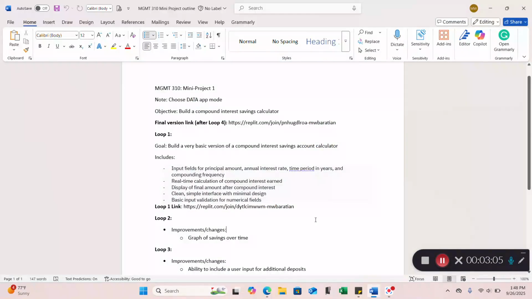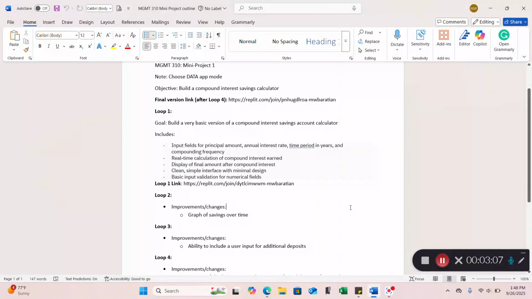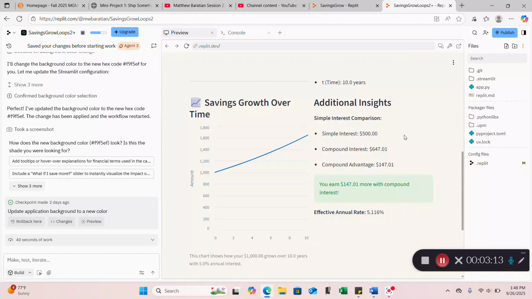So the third loop that I went through was just the ability to include a user input for additional deposits. And the reason I chose to do that was just, in reality, you're not just going to put $1,000 or however much money as a principal amount into a savings account and just never touch it again. You're probably either going to deposit more money or withdraw.